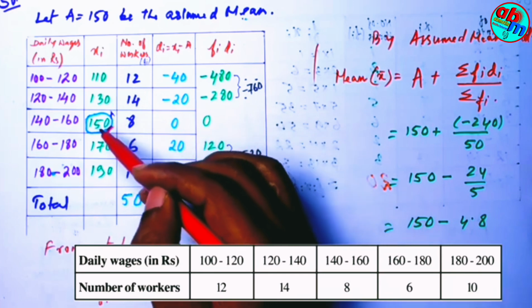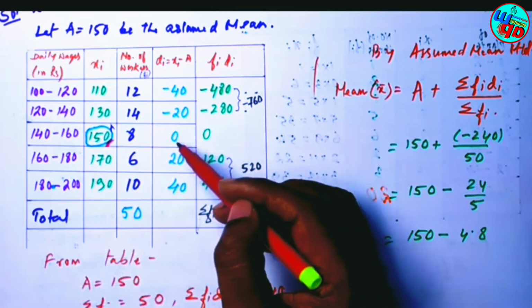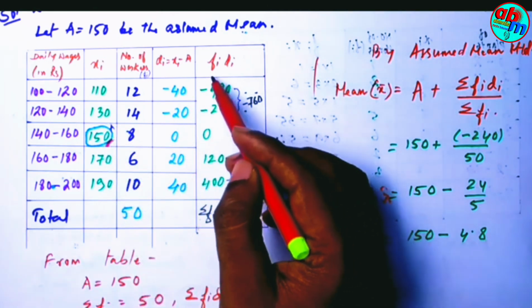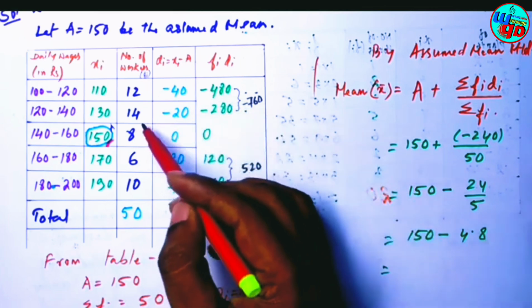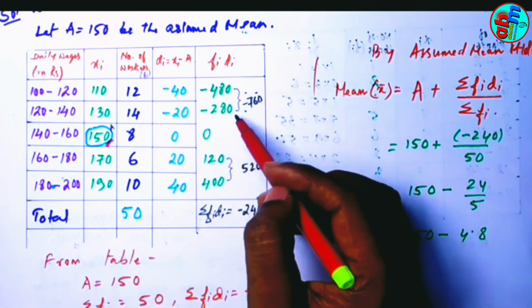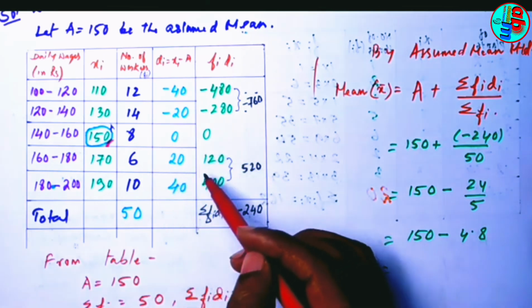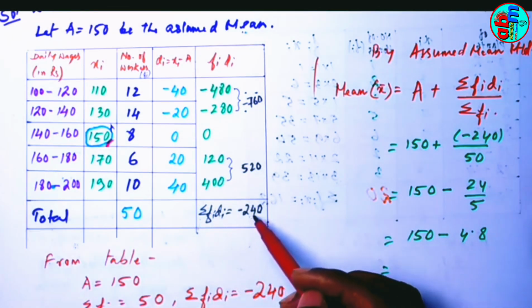So 110 minus 150 is minus 40. 130 minus 150 is minus 20. 150 minus 150 is 0. 170 minus 150 is 20. 190 minus 150 is 40. So we multiply fi di. So fi is 12 into minus 40 is minus 480. 14 into minus 20 is minus 280. The total of these two is minus 760. 8 into 0 is 0, 6 into 20 is 120, 10 into 40 is 400. We found out summation fi di, which is minus 240, sum of these.